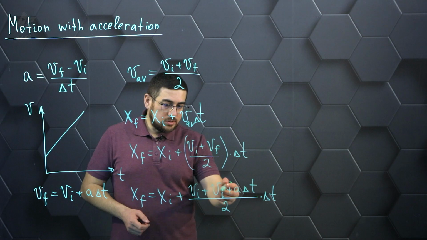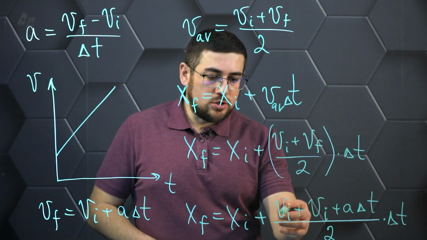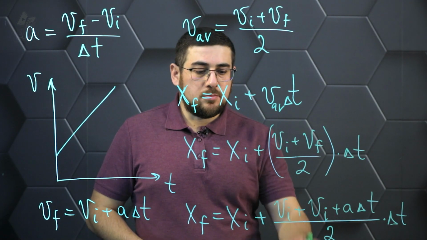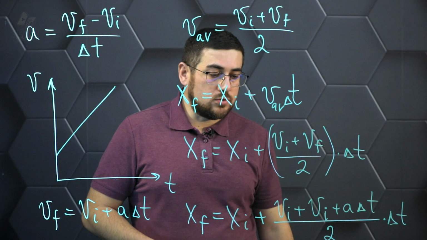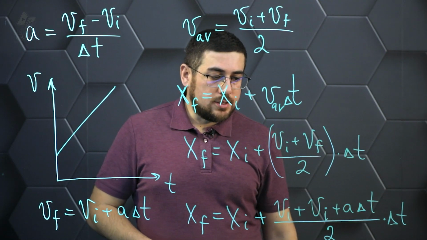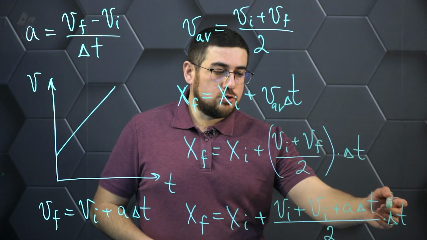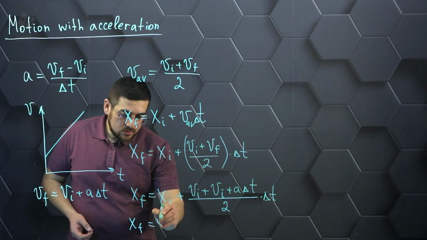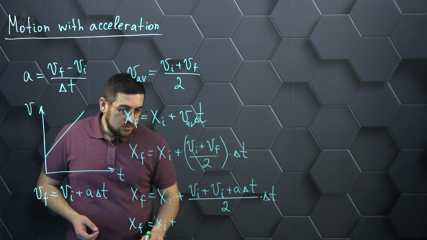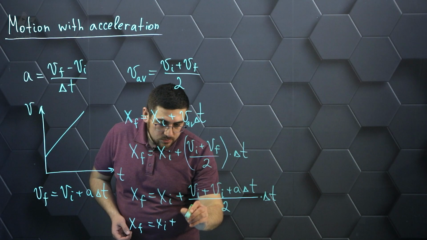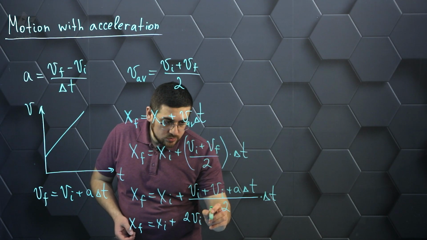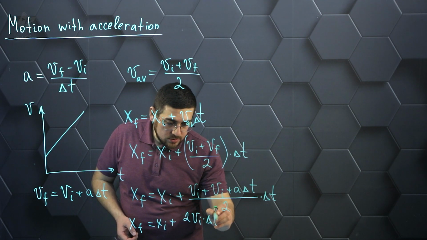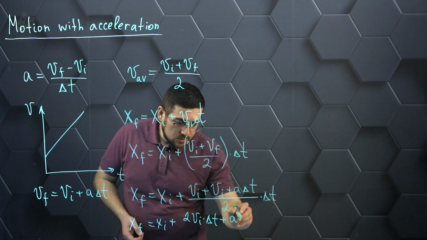Let's now combine the initial velocity terms here. We can see that these are similar summands. We get the doubled initial velocity plus a dt, and multiply all of this again by dt. As a result, in the numerator we get the doubled initial velocity multiplied by dt plus a dt squared, and all this is divided by 2.